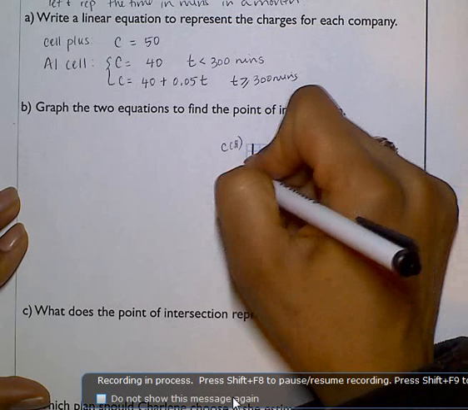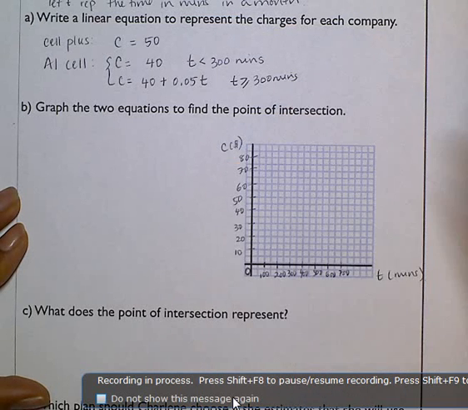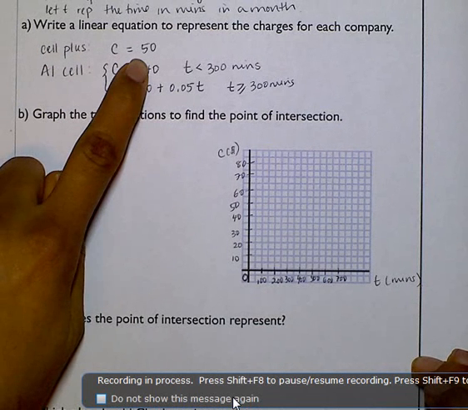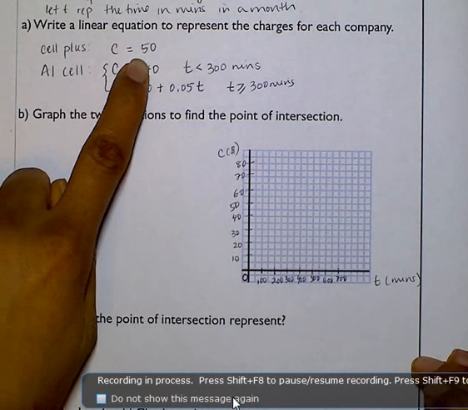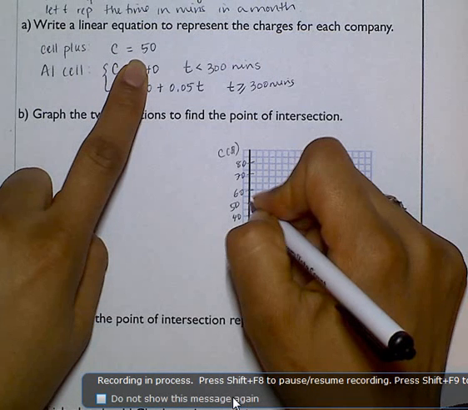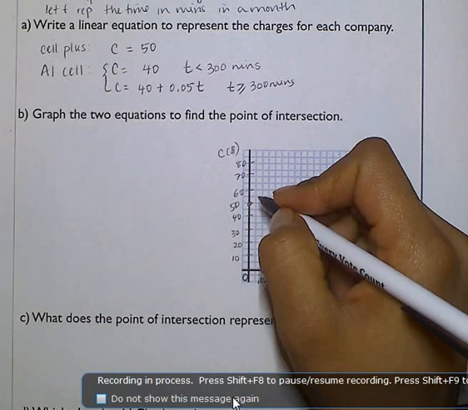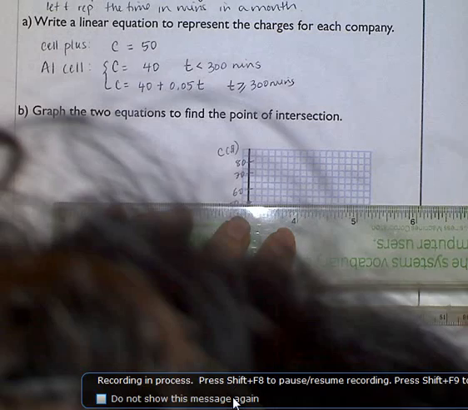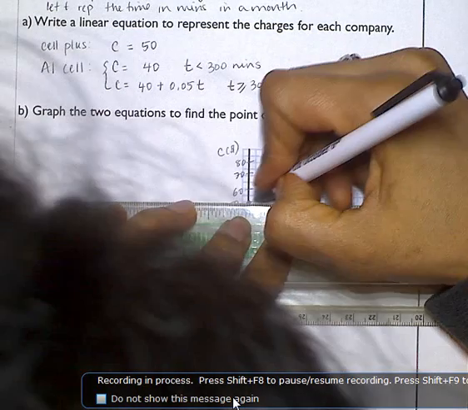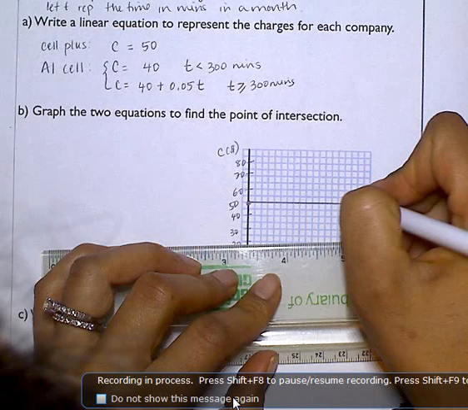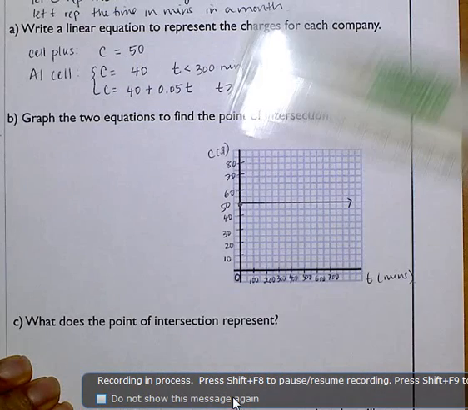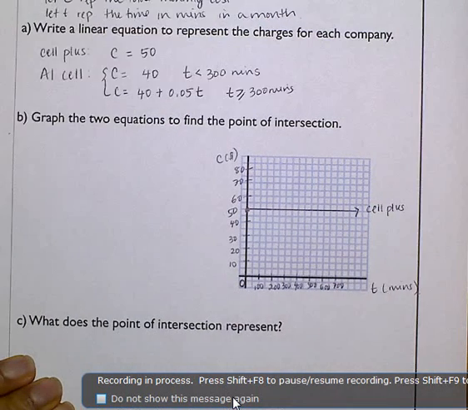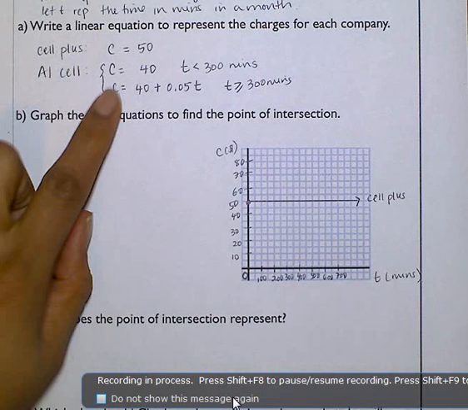Alright, now to graph my second equation, it says C is 40 only when it's less than 300. So if I'm using less than 300 minutes, the cost is going to be just 40 until right there. So I'm going to draw myself a horizontal line right there. So I only pay $40. Sorry, Charlene only pays $40 if she's using her cell phone less than 300 minutes. But if she goes over 300 minutes, there's an extra charge of 5 cents per minute.